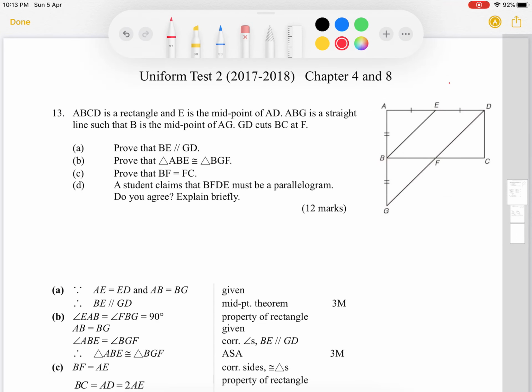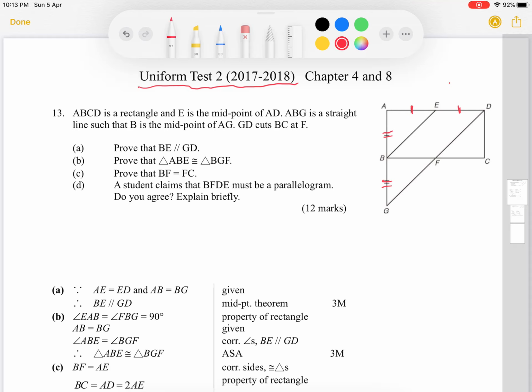I want to outline the uniform test 2, 2017-18. Okay, question 13. We see that E is the midpoint. Okay, E is the midpoint. And B is also the midpoint. Okay, B is also the midpoint.